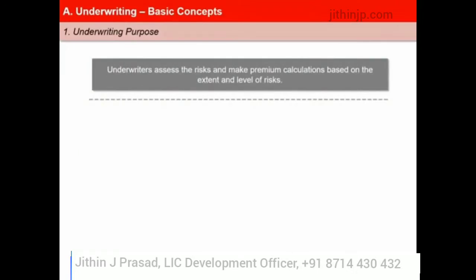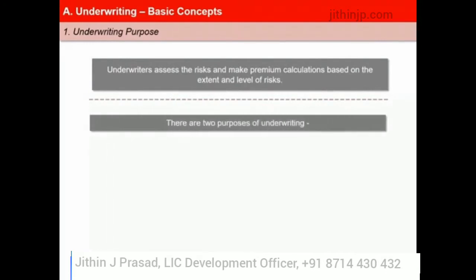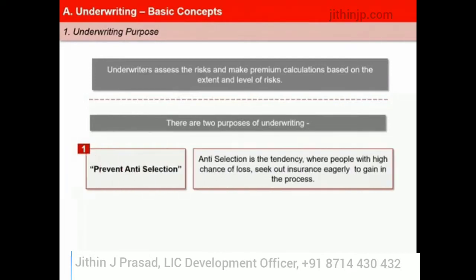Underwriters assess the risks and make premium calculations based on the extent and level of risks. The purpose of underwriting is twofold. First is to prevent anti-selection or selection against the insurer. The term selection of risks refers to the process of evaluating each proposal for life insurance in terms of the degree of risk it represents and then deciding on granting the insurance and its terms. Anti-selection is the tendency of people to seek out insurance eagerly to gain in the process because they suspect that their chance of experiencing a loss is high.